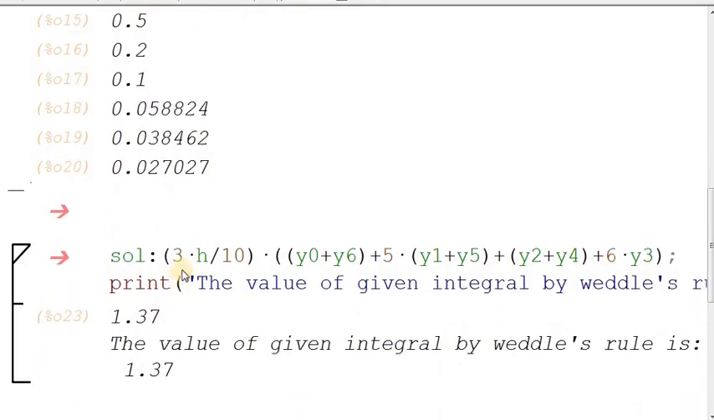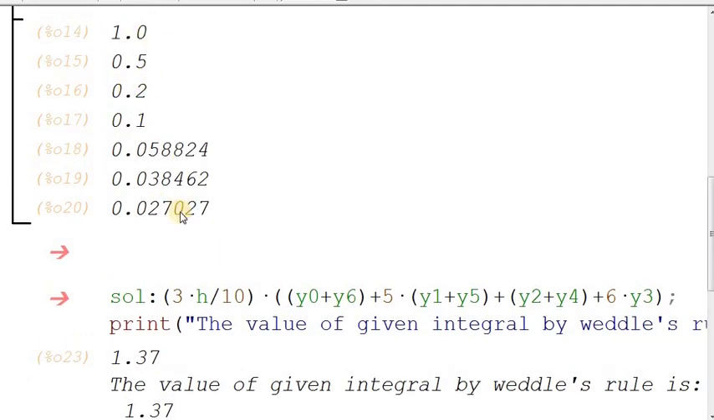What is Weddle's formula? 3h by 10 times the initial value of the function plus the final value of the function. Up to y6, y0 is the initial value and y6 is the final value, right? Plus 5 times y1, y5, because y2, y3 are taken in other brackets. Only 2 values are there before y6, okay? The even values y2, y4, y6 are already taken here, so we cannot take them again.